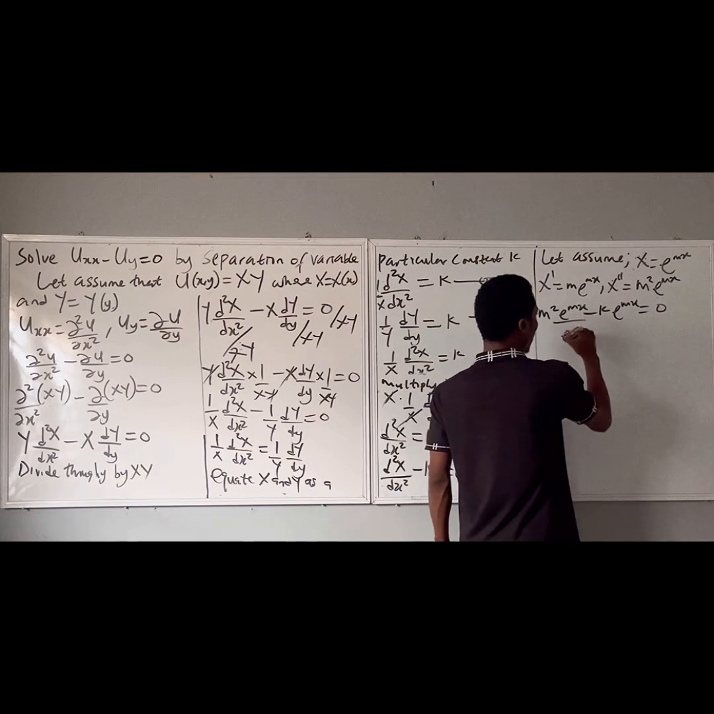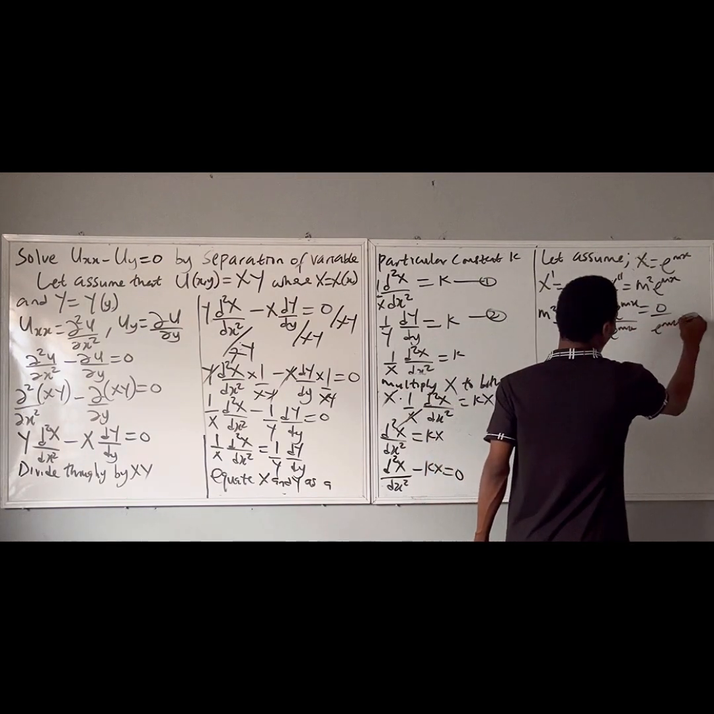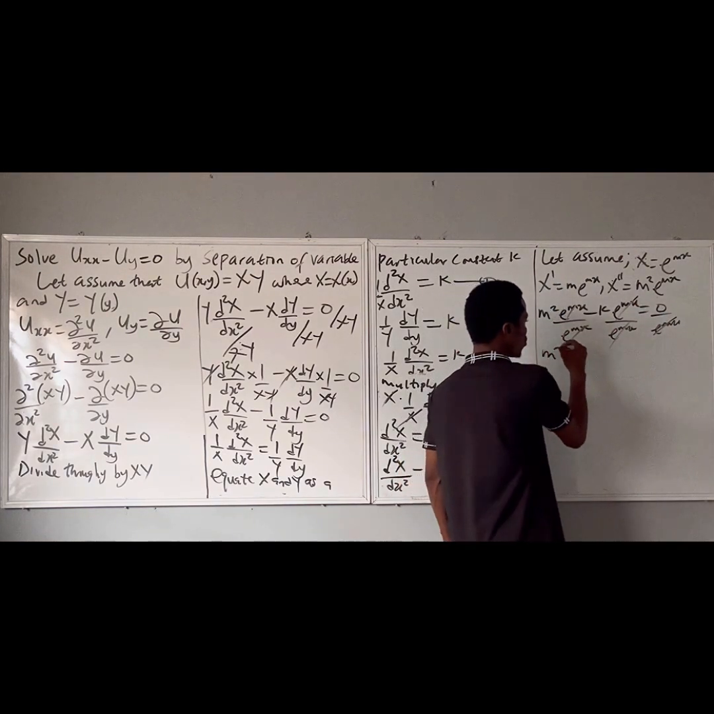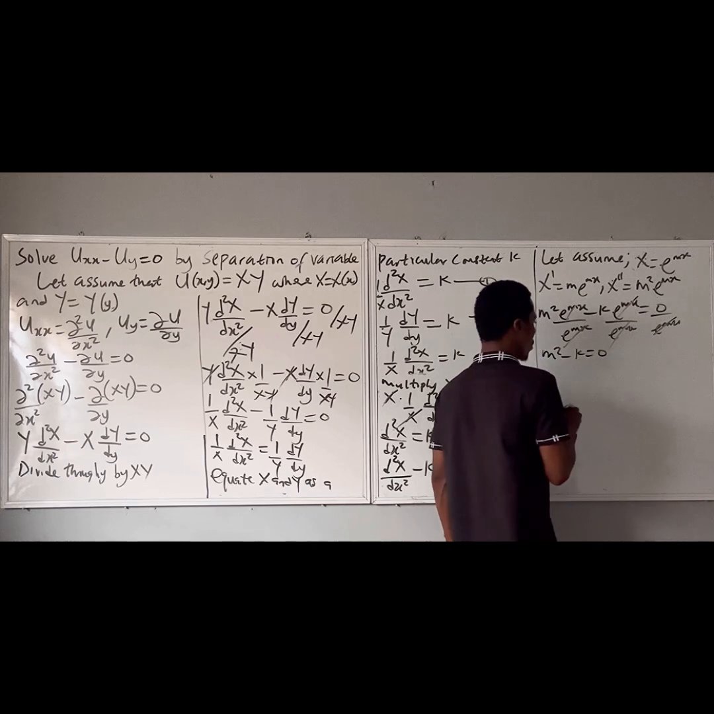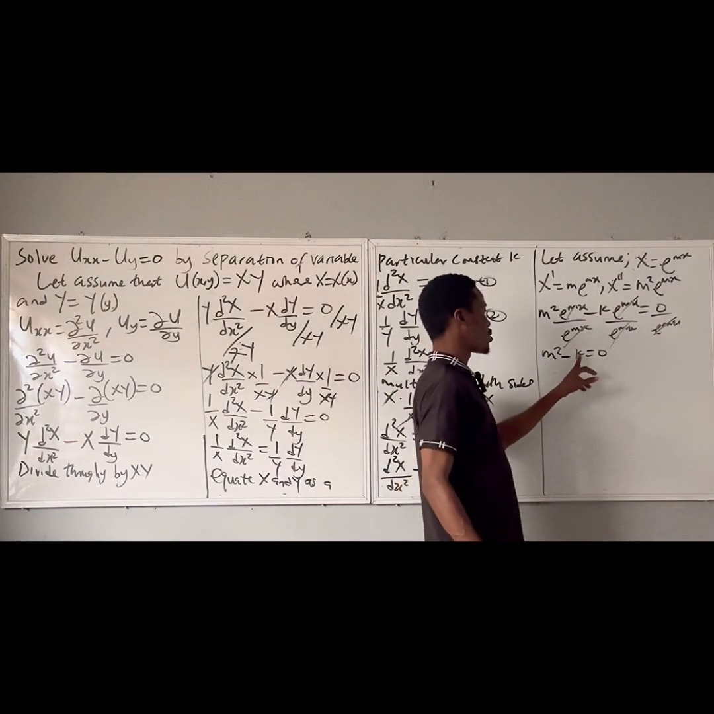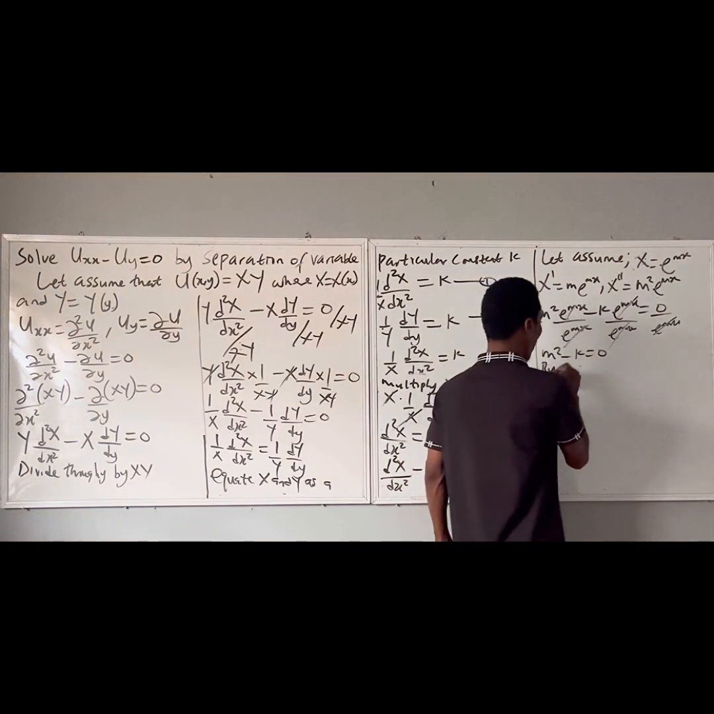So for me, I will divide both sides by exponential mx. This will cancel. I'm going to have m squared minus k is equal to 0. So I'm going to solve this. This is k, this is 0. I'm going to apply my quadratic formula.